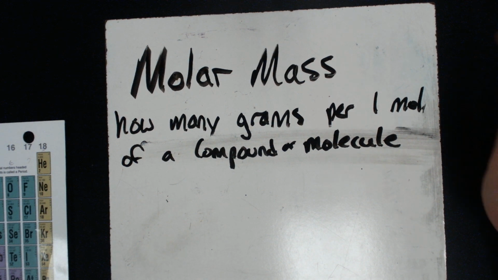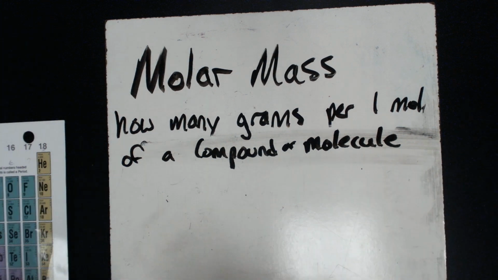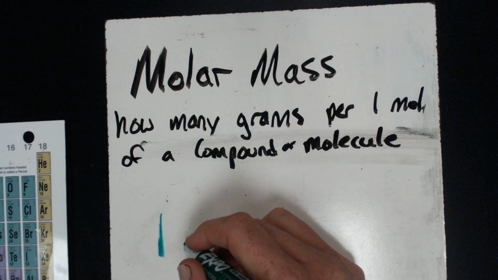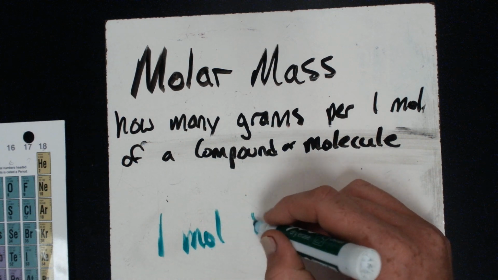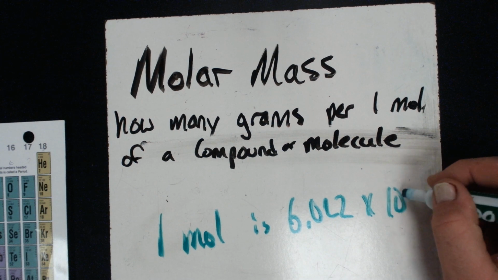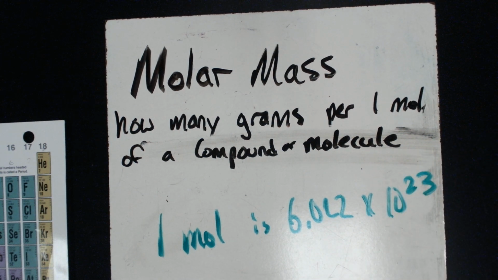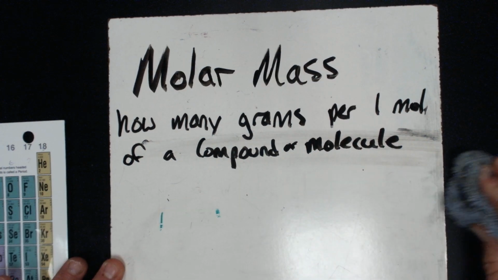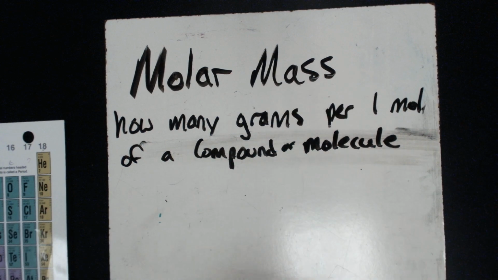So today we're going to be looking at molar mass. We talked a little bit about the mole, and we learned that 1 mole is 6.022 times 10 to the 23rd particles or molecules. It's just like a dozen. So no matter what element or what compound we're using, Avogadro's number tells us how many molecules there are.